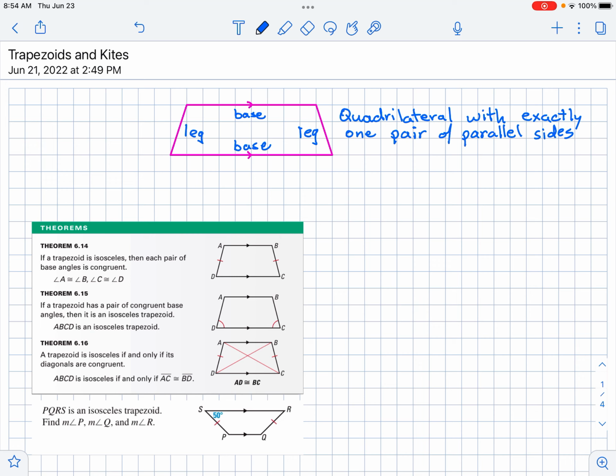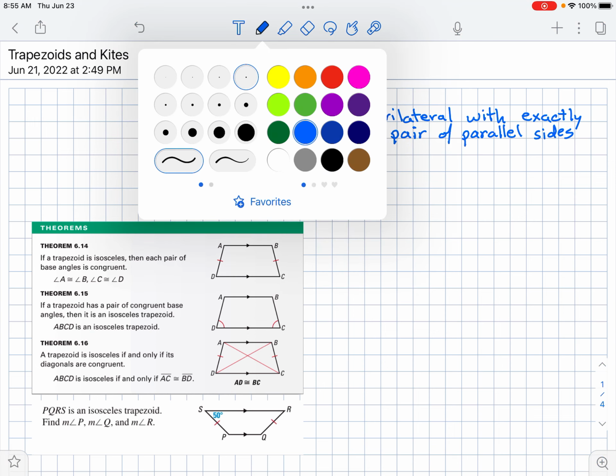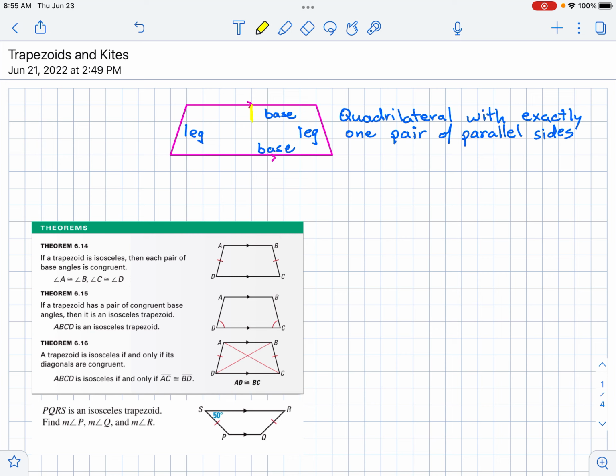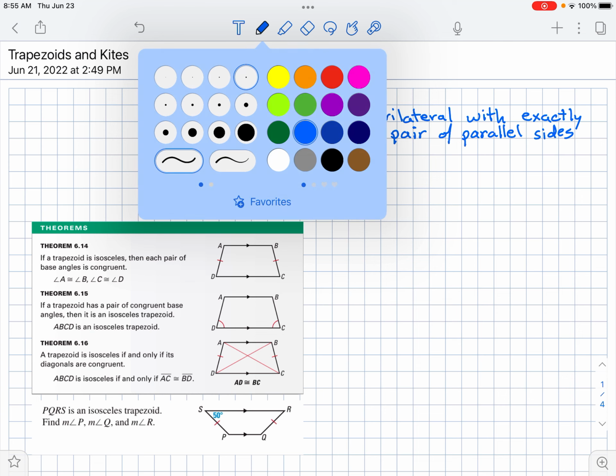Now, think about this for a minute. Let me move this out of the way a little bit. Let's suppose that you took this trapezoid here and folded it right in the middle along this yellow line, so that this side over here was on top of this side. You can see what would happen there. It looks like it would be exactly on top of itself, right? And this is with an isosceles trapezoid.